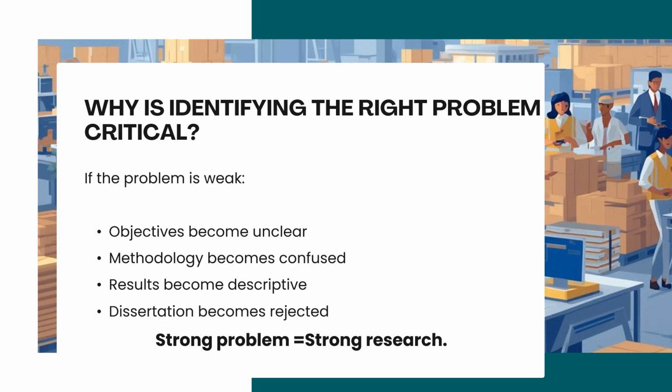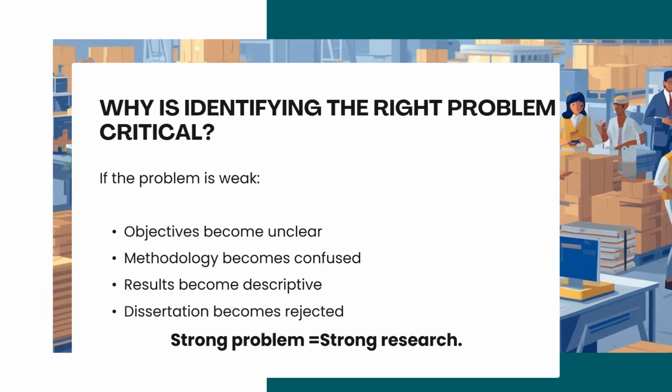It becomes an issue. The result becomes descriptive as well, because here you're just going to talk in general, like many people say this and that, but who are those people? And most of the time, the dissertation becomes rejected because your problem is vague. So that's why your problem needs to be concise. You move from the topic to the problem to the research problem.